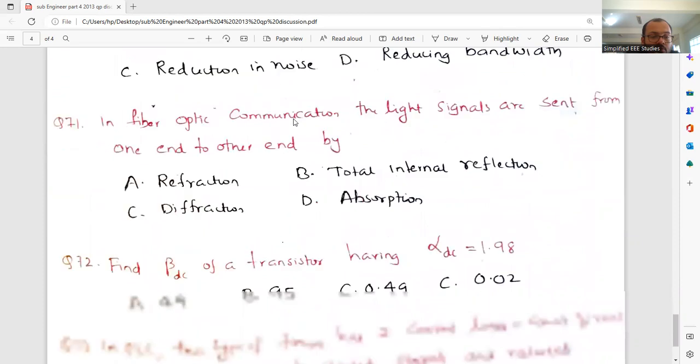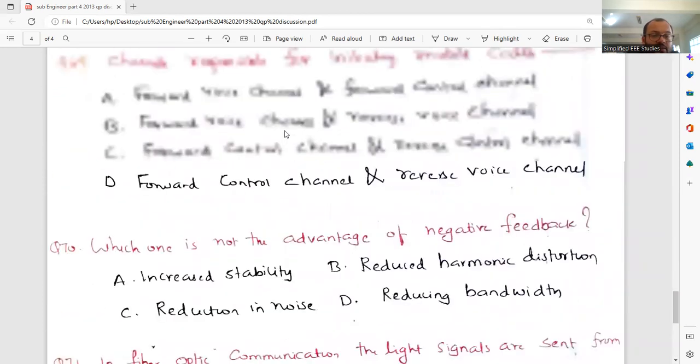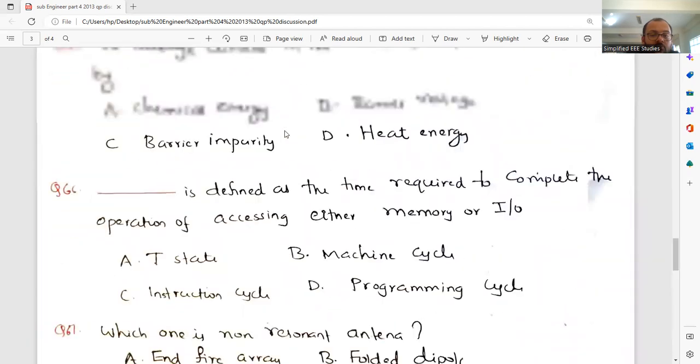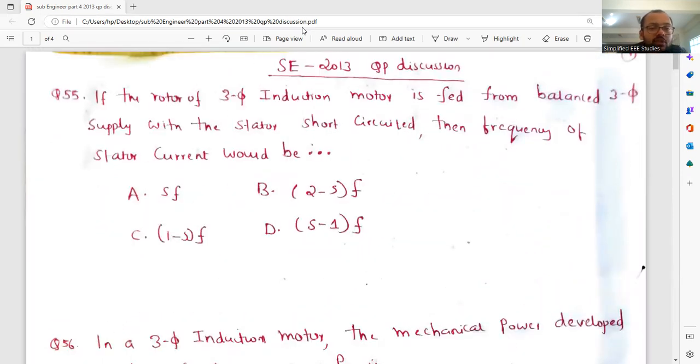There are questions from 55 to 73, so these many questions are there. Let us briefly explain individually. Fine. Let me go ahead with question number 55. You can have a look at this. Let me use the marker.